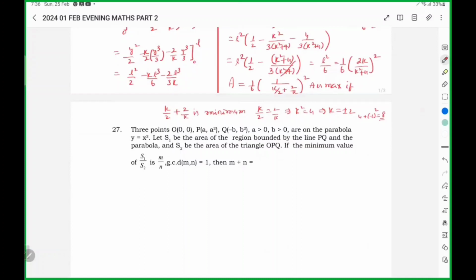With 3 points, zero, zero, and a square. Here you have a curve.